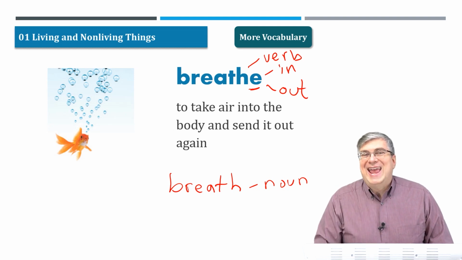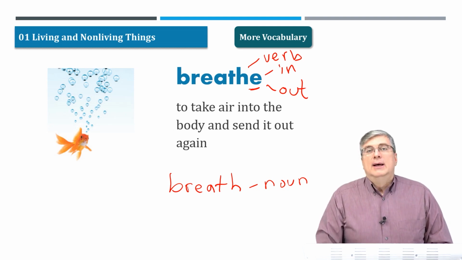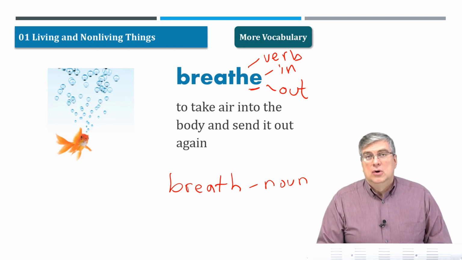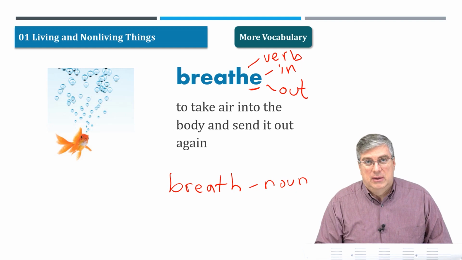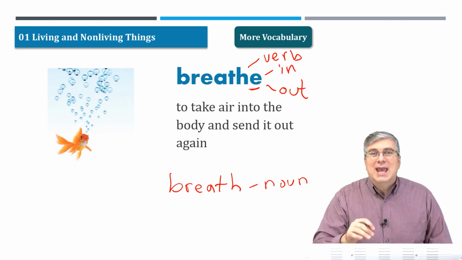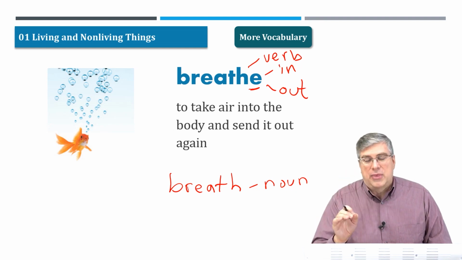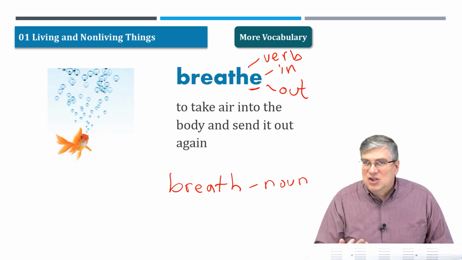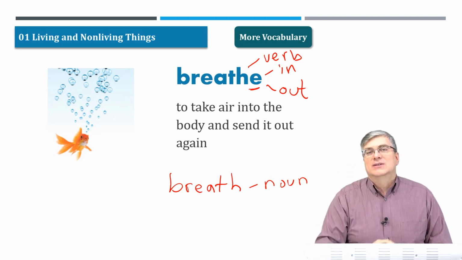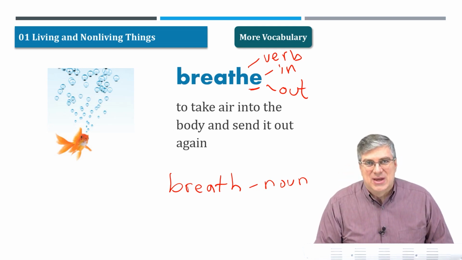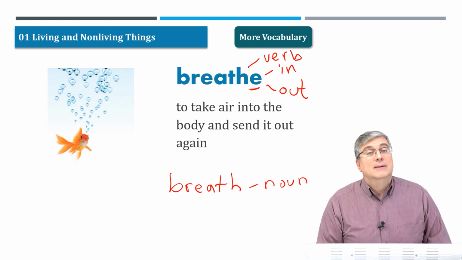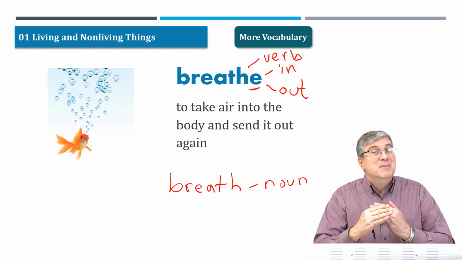We can say, take a breath. That is a breath. Breathe in and breathe out. That is one breath. Okay? So when you talk about a breath as a noun, it's no E and we pronounce it breath. But if you're talking about the action, that's a verb, we put an E on the end and we pronounce it breathe. Okay? So breath, breathe. Be careful, don't get them mixed up.